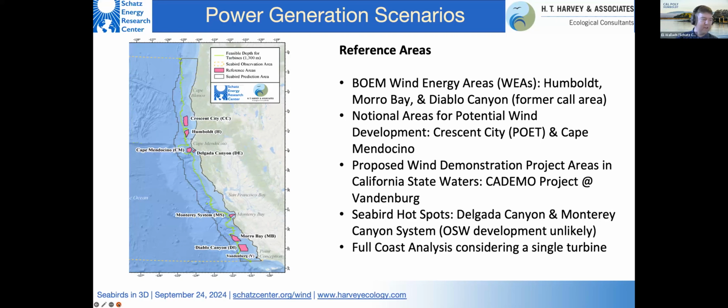And then the final analysis that we did using this power generation model was a full coast analysis, which simulates a single 12 megawatt turbine in each of the 2 by 2 kilometer grid cells native to the NREL wind speed data. Which brings us to some power generation results.